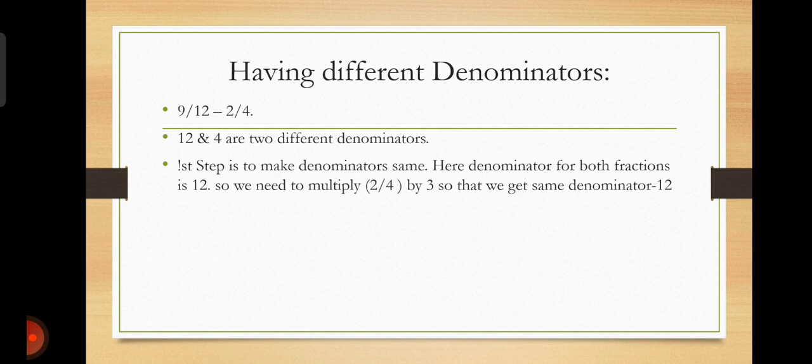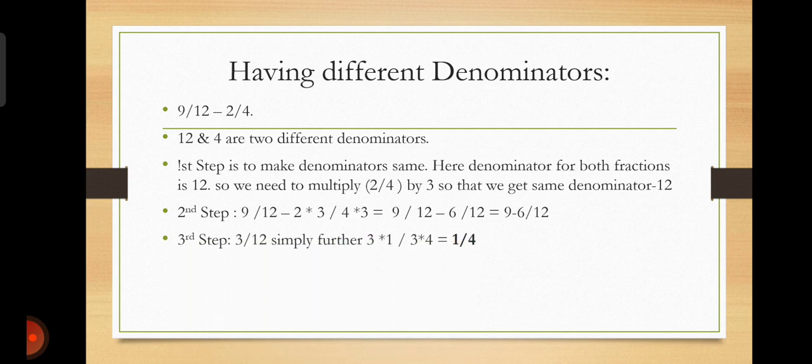So the first step is to make the denominators the same. We have to multiply 4 by 3 so that the denominator will become 12. So 9 by 12 will remain as it is, and 2 by 4 we will multiply numerator and denominator both by 3. Second step is 9 by 12 minus 6 by 12, which is 9 minus 6, 3 by 12.